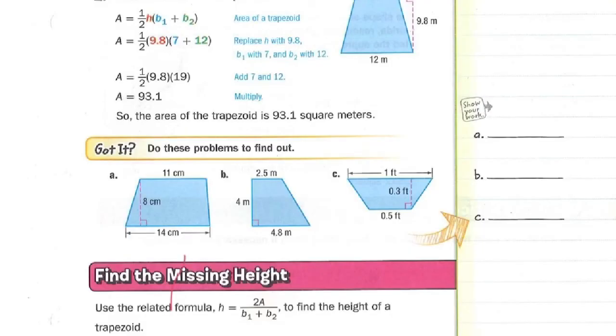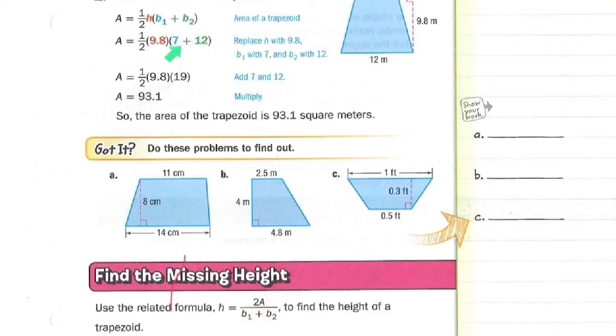Let's do another example. Here we have a trapezoid, and it has a base 1 of 7, a base 2 of 12, and a height of 9.8. Plug everything into your formula, so you write 1/2 times the height, which is 9.8, times the quantity of base 1, which is 7, plus the quantity of 12, which is base 2.